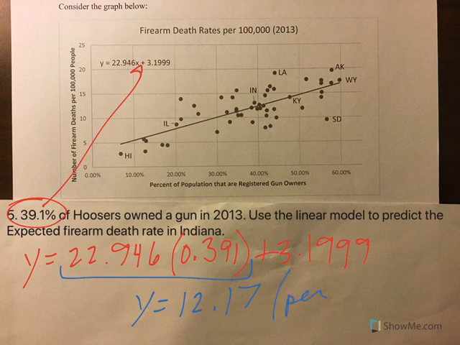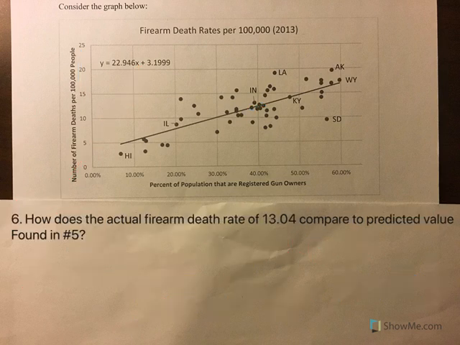And remember, that is per 100,000 people, which is our y-axis here. That is what we would anticipate. That's what the line gives us. You can see that the dot is a little bit above the line. So how does the actual firearm death rate of 13 compare to the estimate? The predicted value is 12.17. So how do they compare?